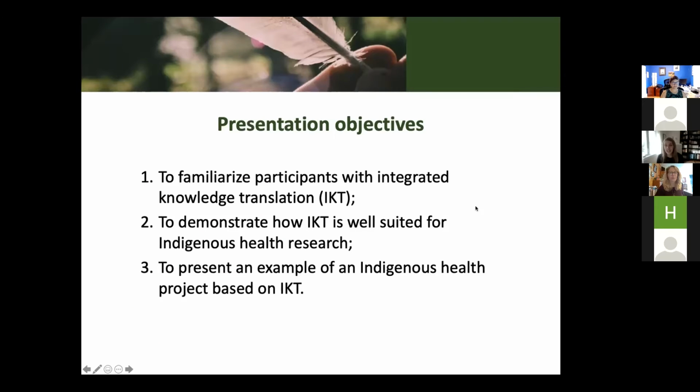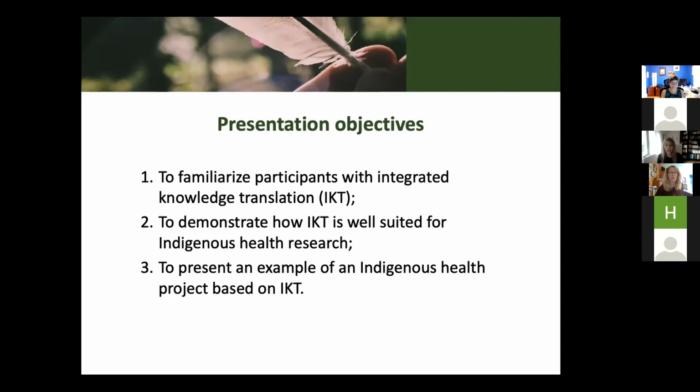This presentation has three objectives. The first one is to familiarize participants with integrated knowledge translation, so IKT. The second objective is to demonstrate how IKT is well suited for Indigenous health research. And finally, I would like to present an example of an Indigenous health project based on IKT.